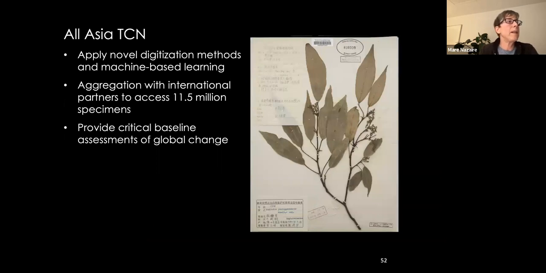Some of the aims that the All Asia TCN hopes to accomplish is to apply novel digitization methods and machine-based learning to propel biodiversity discovery. And digitized collections will be aggregated with international partners such as the National Museum of Natural History in Paris, the Naturalists in the Netherlands, and the Chinese National Herbarium in Beijing to access over 11 million specimens from Asia.